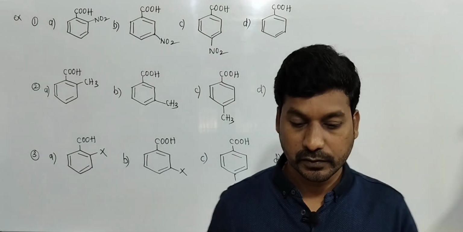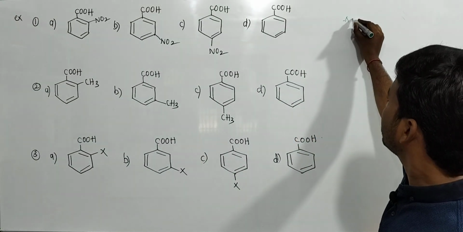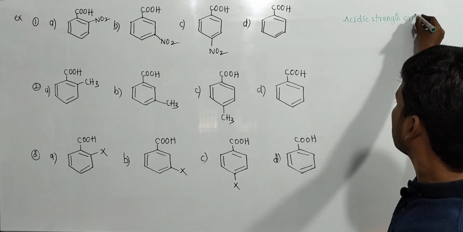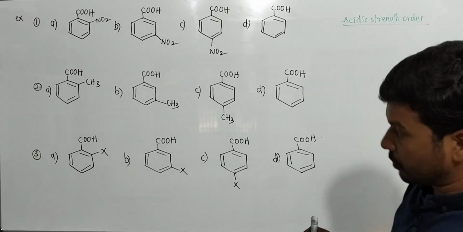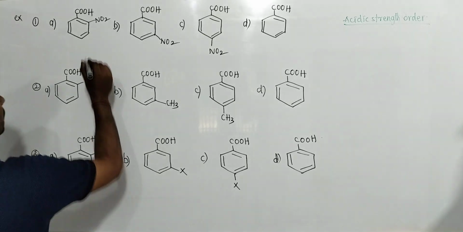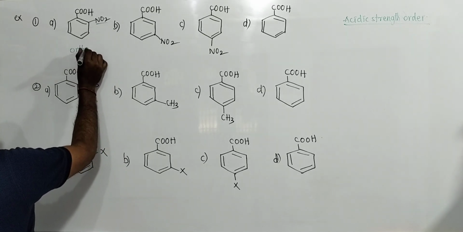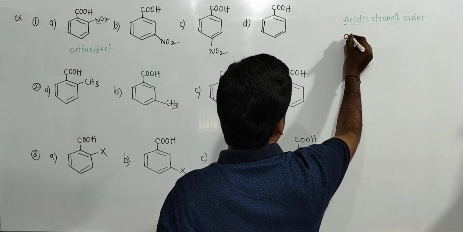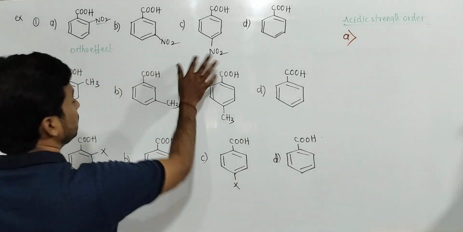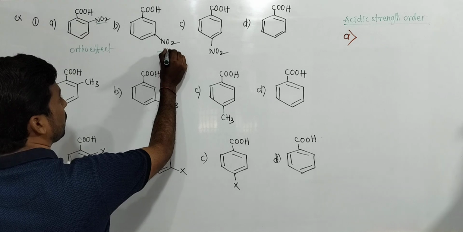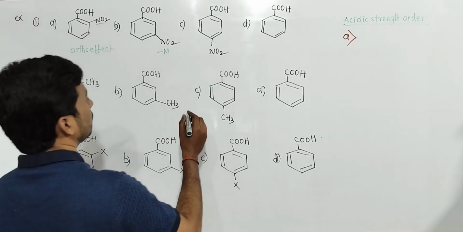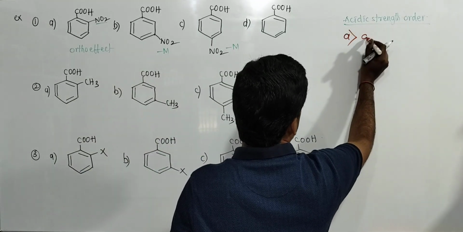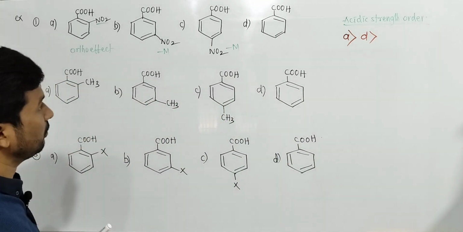Right, acidic strength order of different benzoic acids. So in the first example, ortho effect: any group present at the ortho position of benzoic acid makes it a strong acid. So definitely A is the stronger acid among all. Next, between these three. The NO2 group is a minus M group. Minus M group decreases acidic strength. Here there is a minus M group, and here neutral. Neutral is somewhat better than minus M effect. Neutral benzoic acid is stronger than the minus M effect.